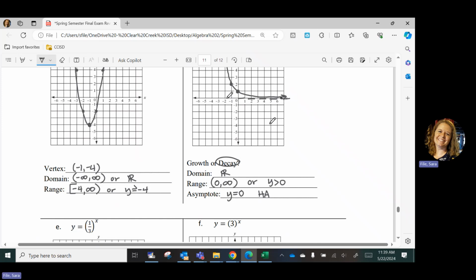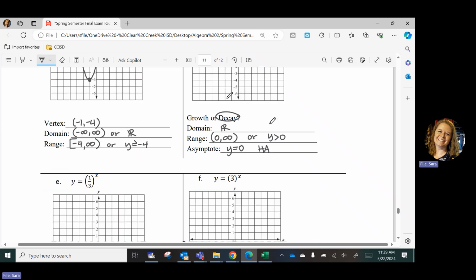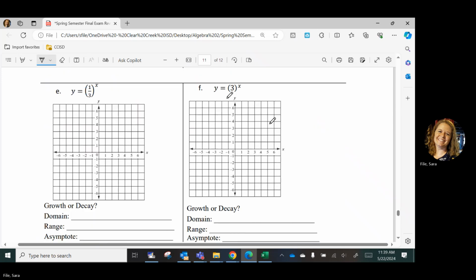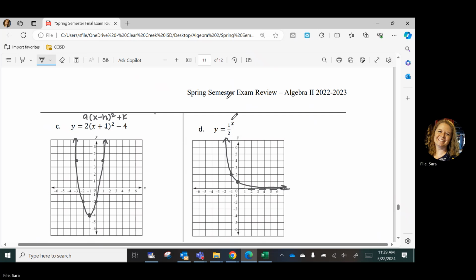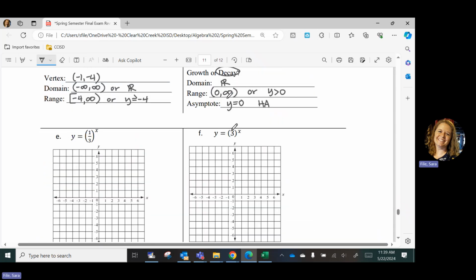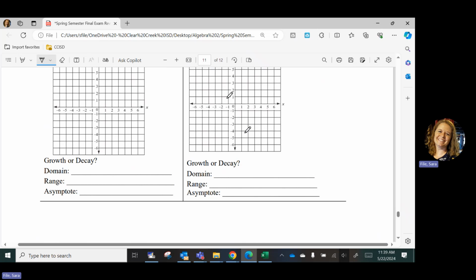Okay, so here's a couple more exponentials, E and F. This one was decay, and it was a fractional base. Any guesses looking at these, 1/3 base or a 3 base, which one might be growth and which one might be decay? Yeah, when you have that fractional base that's between 0 and 1, you have decay. When your base is greater than 1, that's when you have growth. So I know right away, just looking at them, I can answer those questions.